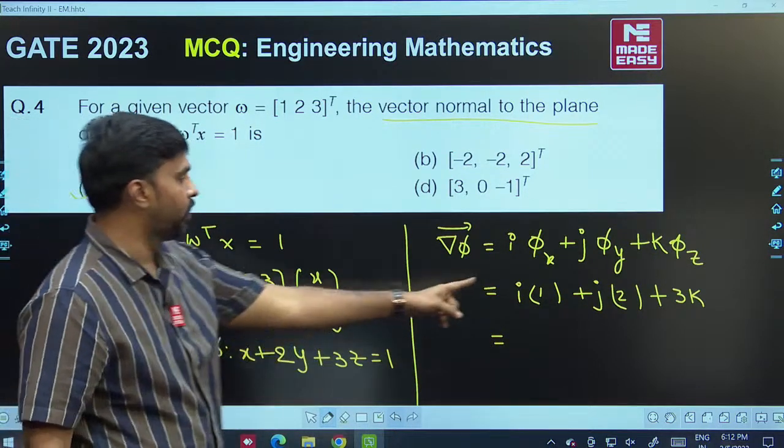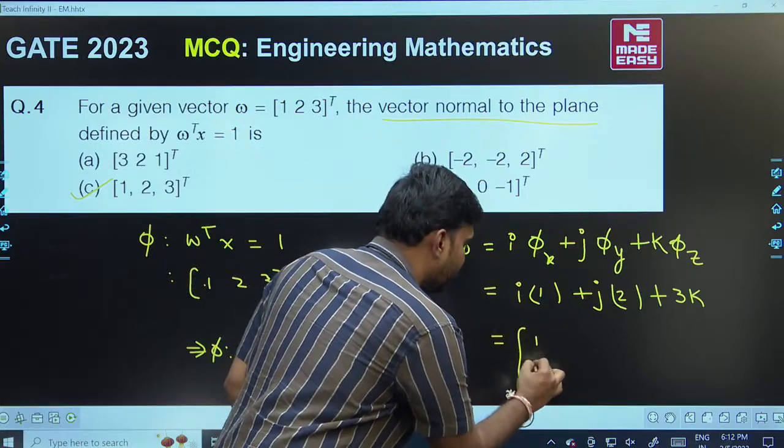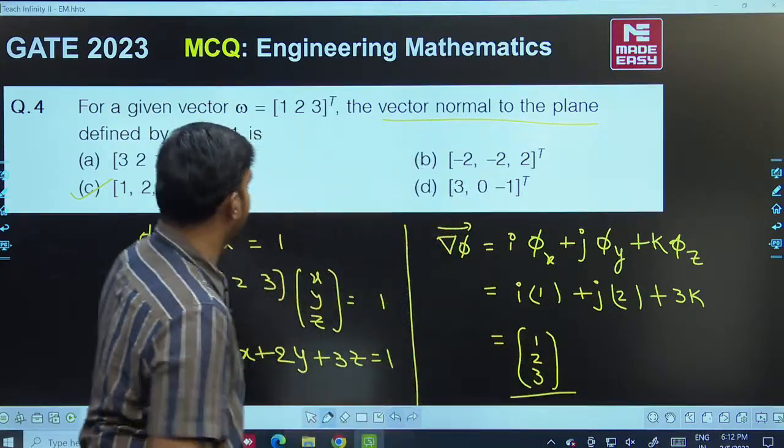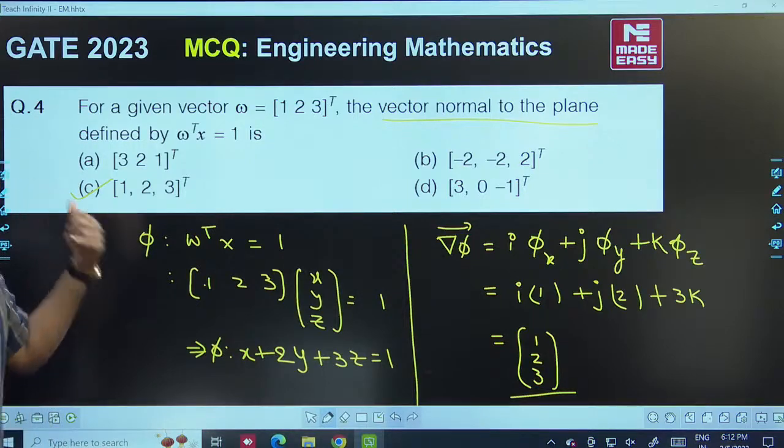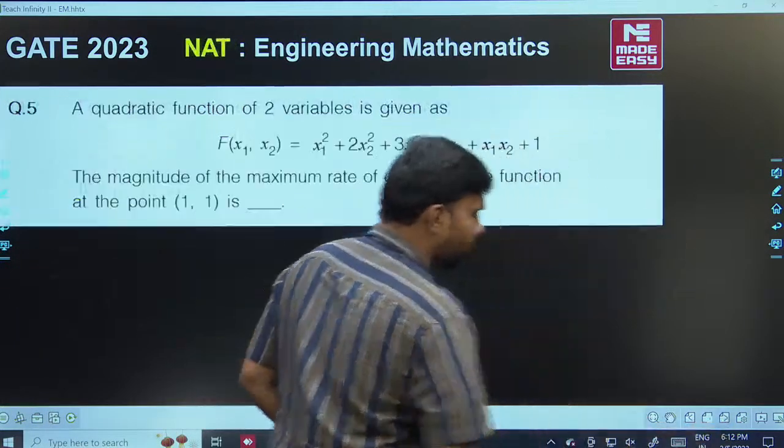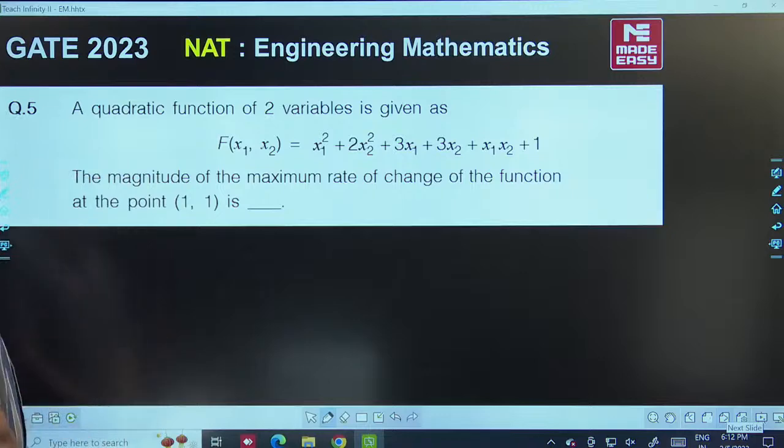So 1, 2, 3. So this vector we are able to write in matrices as 1, 2, 3. So that's the answer for this question. Okay, so it's an easy question here. Now there is another question.